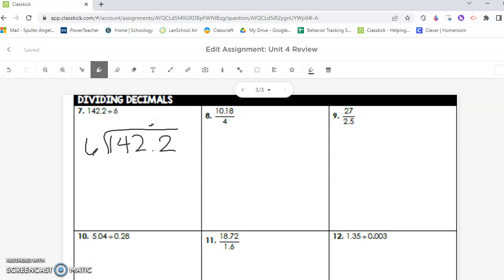Okay, I'm moving my decimal up. 6 can't go into 1, but it can go into 14 two times. That's 2 times 6 is 12. That gives me 2 left over. All right, 6 times 3 is 18. That gives me 4. Bring the 2 down. 6 goes into 42 7 times, and I subtract that and get 0.